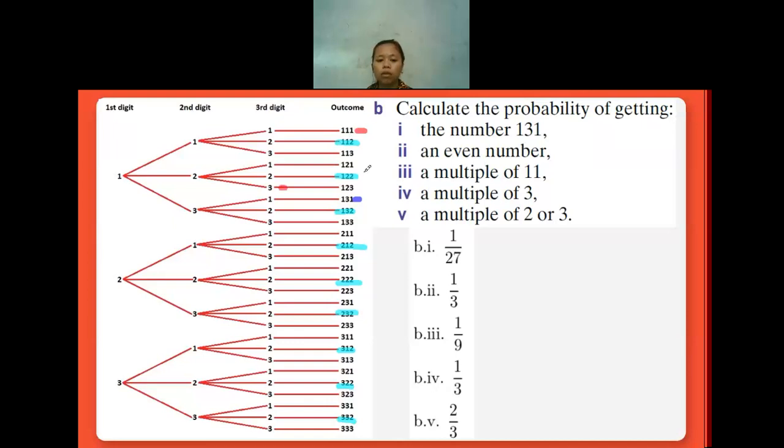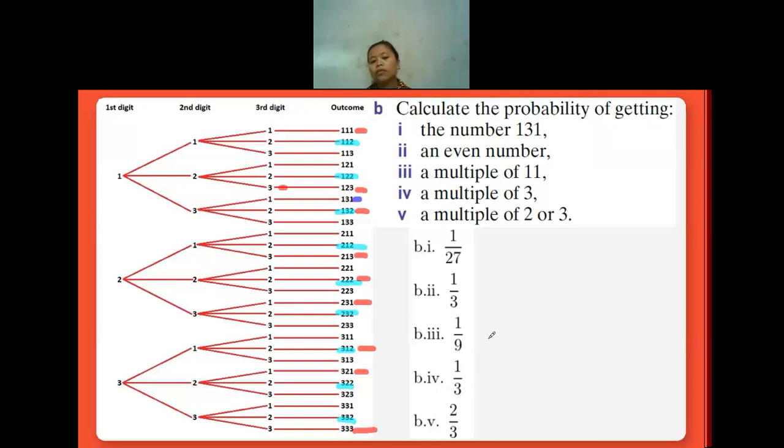And then 123, 132, after that, what number else? 213, 222, 231. After that, which number else is divisible by 3? 312, and then 321. After that, which number? Yeah, 333. So in total, there will be 9 numbers. 9 out of 27 will be 1 over 3.